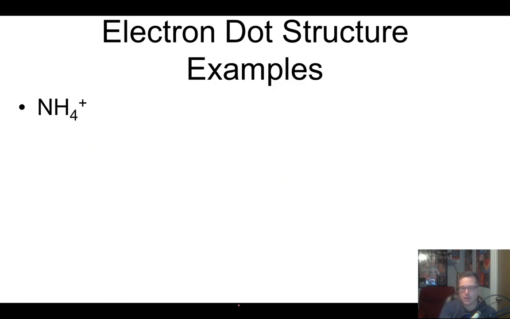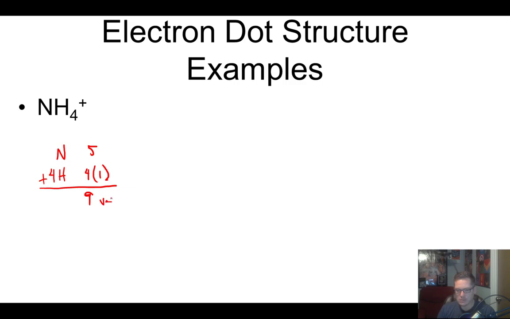Let's try ammonium, NH4+. First of all, figure out our valence electrons. So we've got nitrogen and 4 hydrogens. We're going to add those up. Nitrogen is in group 5A, so it's got 5 valence electrons, and 4 times 1. Now, there's 9 valence electrons to work with.